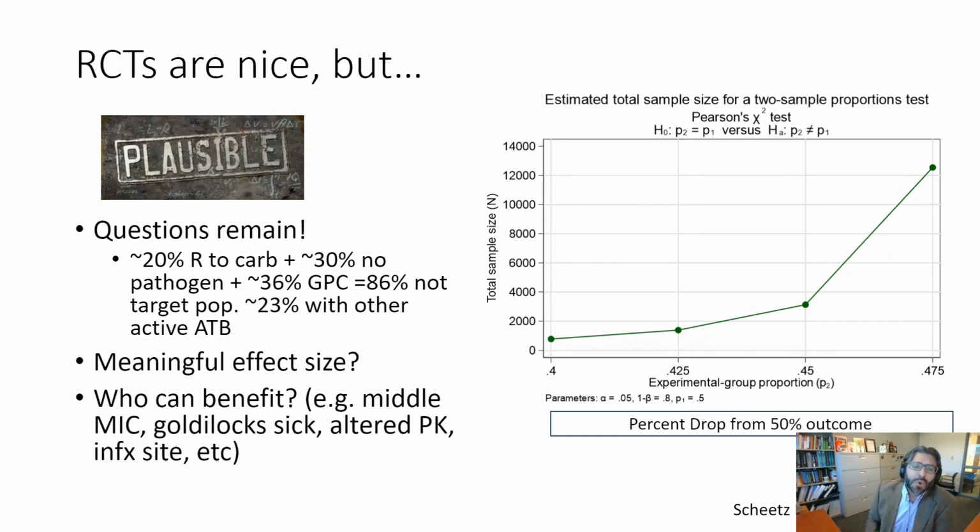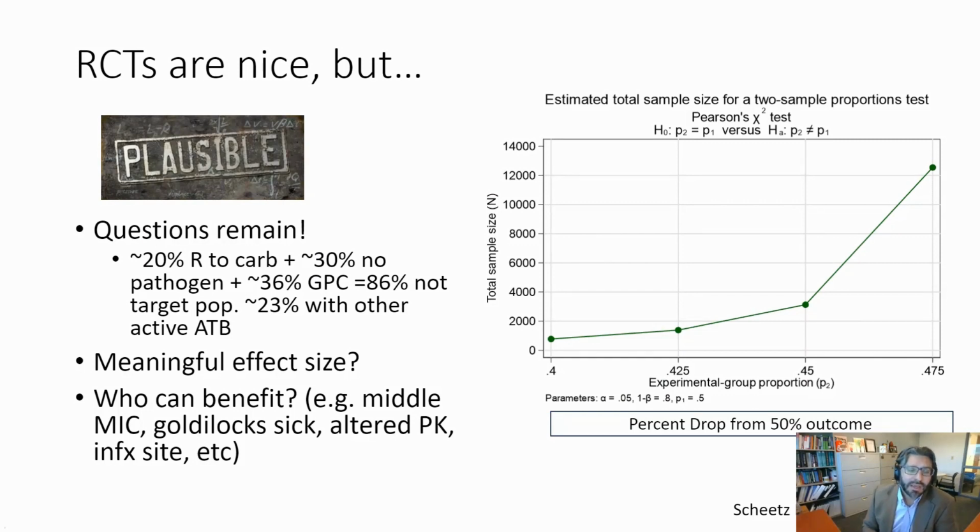And then the question is who can benefit? I think the answer is those that have an elevated MIC, those that are the Goldilocks sick, not too sick, not too little sick, and those that have altered PK, this variability that exists. And so I did a really quick sample size calculation, and you can see that if we're trying to drop from a 50% outcome to see a 5% difference, so 45% to 50%, we need over 3,000 patients that are in that Goldilocks window to really see a difference. So I'm really hopeful that the BLING trial will give us some good insight there.